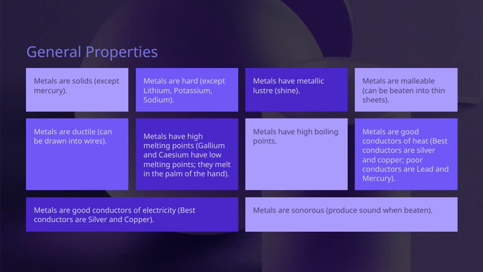In addition, metals are good conductors of electricity. Silver and copper, again, are the top performers here, which makes metals essential in electrical and electronic industries.